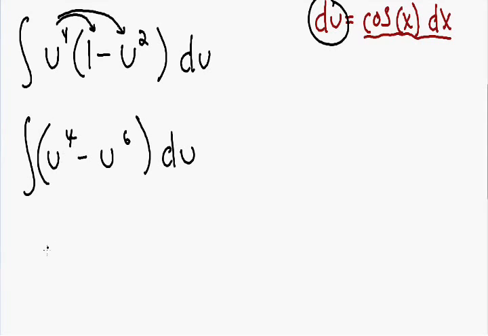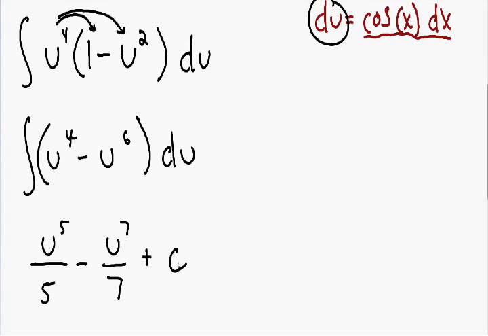If we integrate this, we just add 1 to the exponent. So u to the 4th just becomes u to the 5th, and you always divide by the same. So you divide by 5, and this is being subtracted by the integral of u to the 6th. So we just add 1 to the exponent. This becomes u to the 7th all over 7. And we can't forget to add our constant plus c.